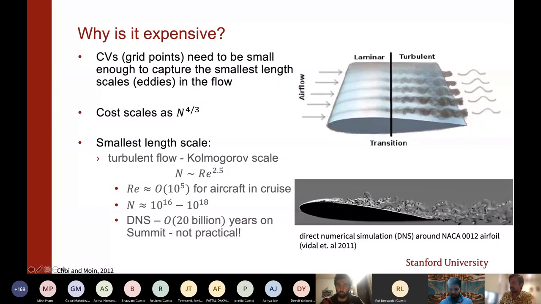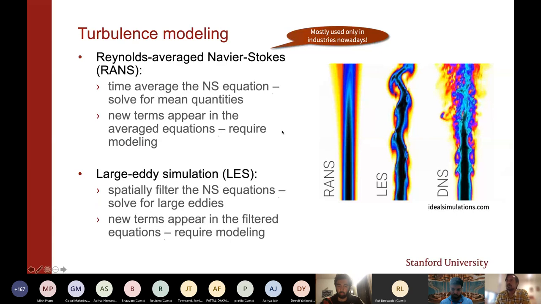Here you have an image of direct numerical simulation of just an aircraft wing, at low Reynolds number in this case, not a realistic Reynolds number. So what are the options? People are not just waiting for computers to evolve so that you can simulate DNS. Turbulence modeling is one way to go.